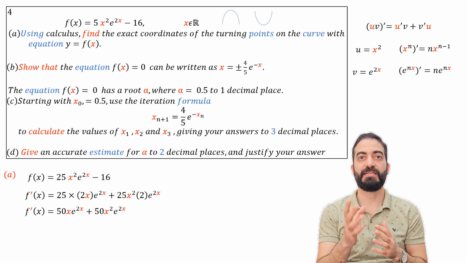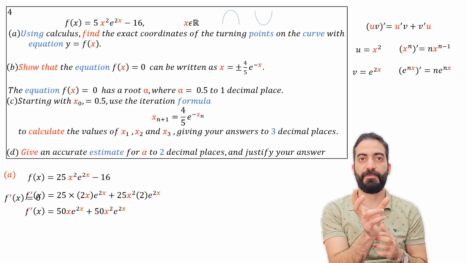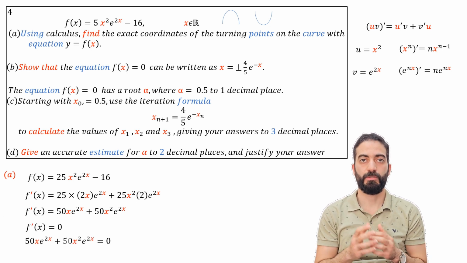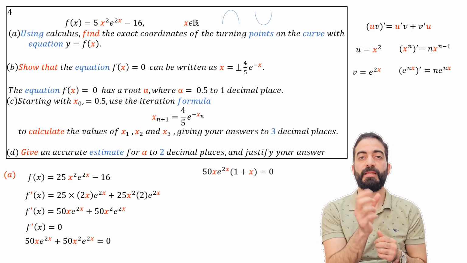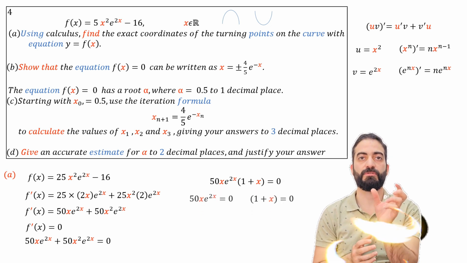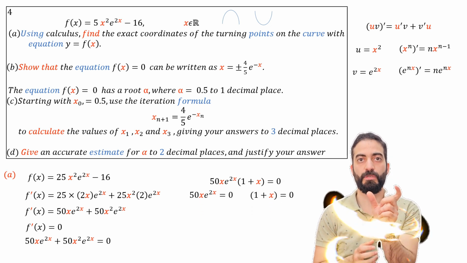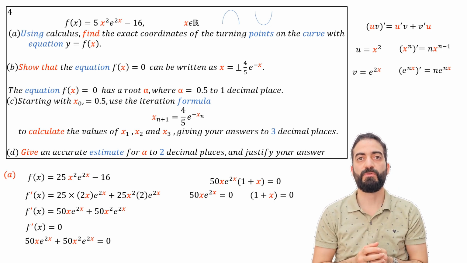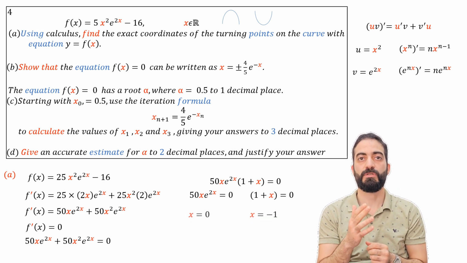Now in the second step, we write f prime x equals 0. Here we can take the common factor and we have this form. Now when we have this form, this means 50x times e power 2x equals 0 or 1 plus x equals 0. And in this way we obtained x equals 0 or x equals minus 1.